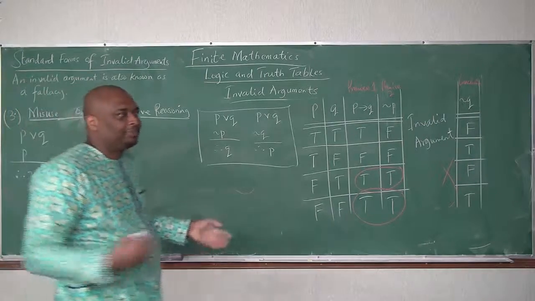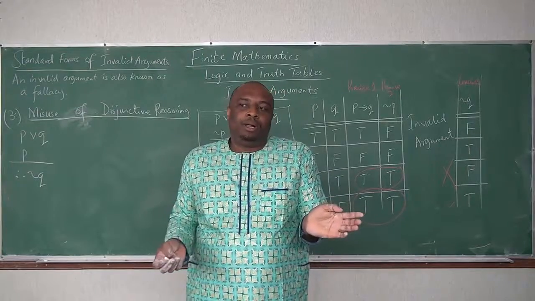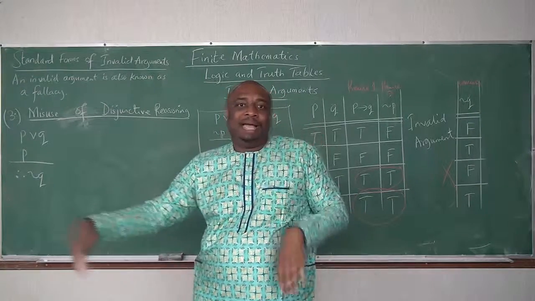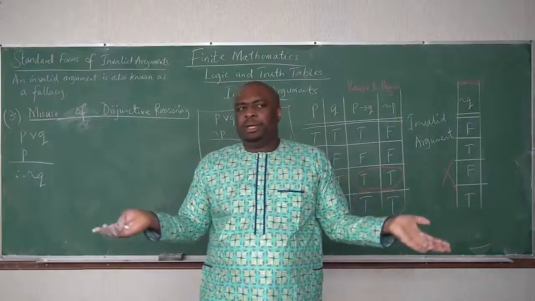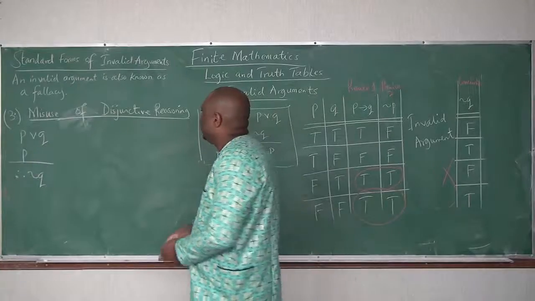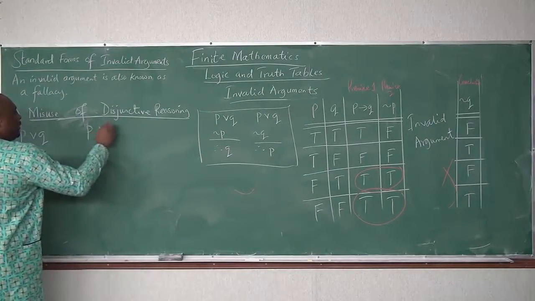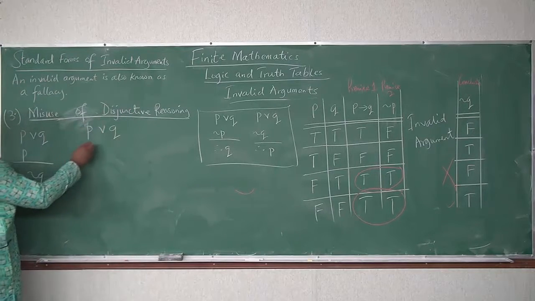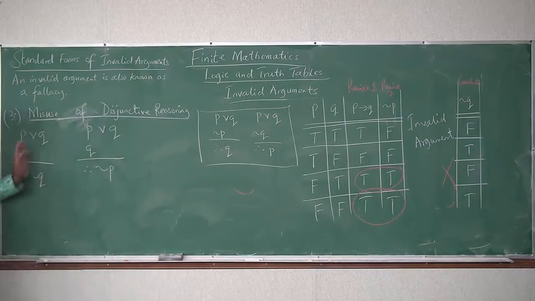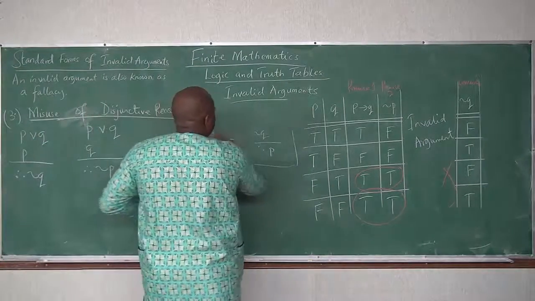Does it make sense? You say the color is red or the car is blue. Well, the color is red. And you now say, therefore, the car is not blue. That doesn't make sense. Now, another misuse is when you have P or Q and you have Q, therefore not P. These are the two forms here that are invalid.